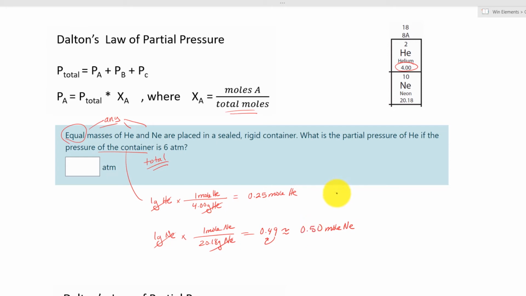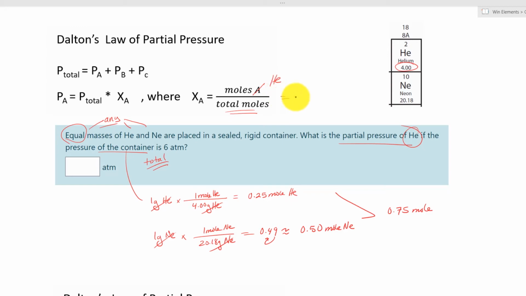So if that's the case, what is the total? Well, the total, we just add them all together. So the total is 0.75 mole totals, okay? Now for the question asking for the partial pressure of He, in this case, if we look at this right here, this is going to be our He.